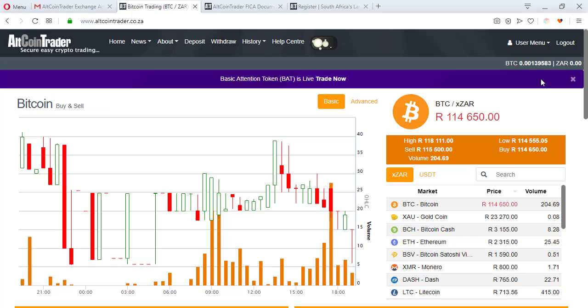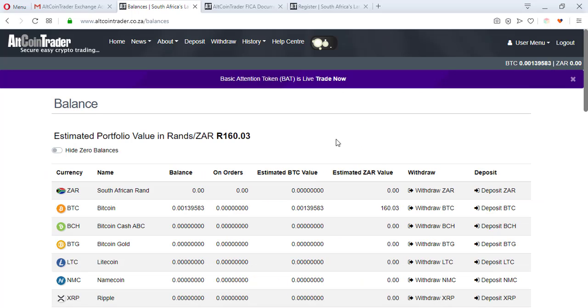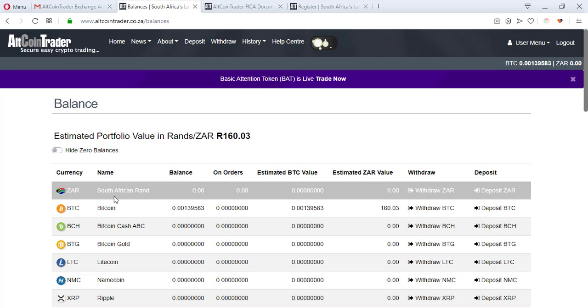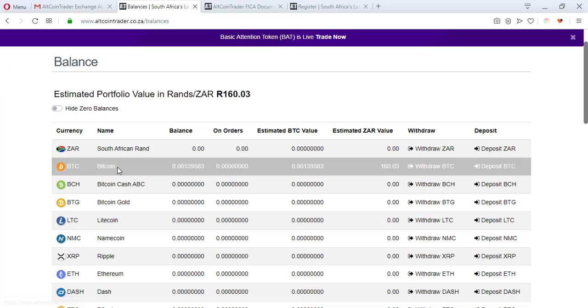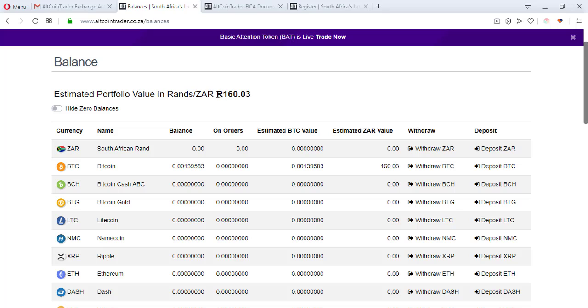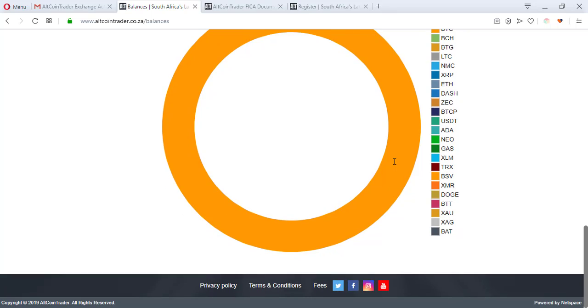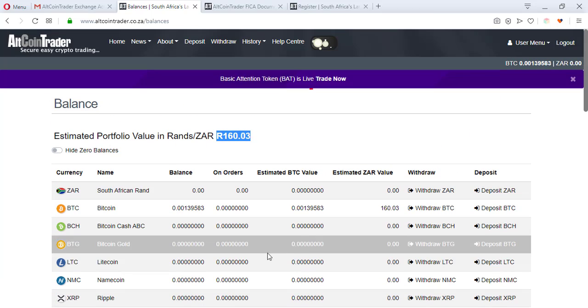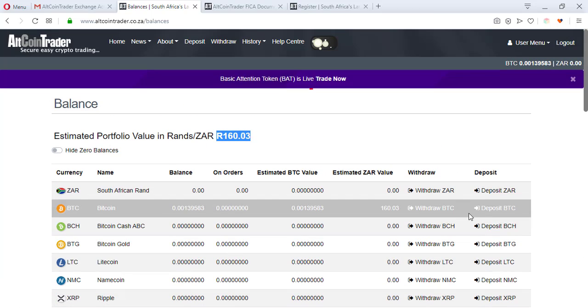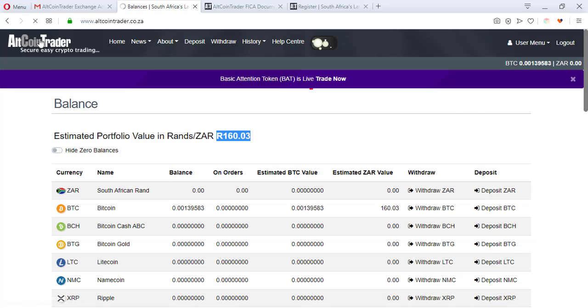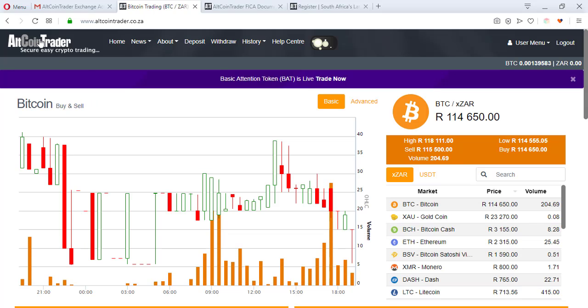The other way to see how much Bitcoin you have is to go to this user menu, click there, and then go to balances. When you go to balances, you will see all your balances. This is the Bitcoin that I have, and this is the total portfolio value, which means the total of all the coins that I have. I only have Bitcoin right now. I don't even have rands. Right, let's go on to the next segment where I want to sell my Bitcoin.